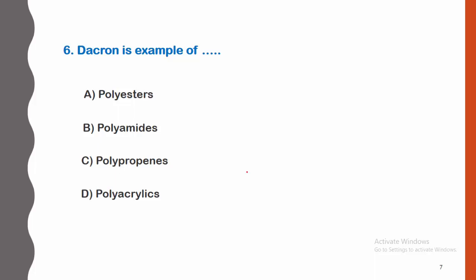Dacron is an example of polyesters, polyamides, polypropenes, and polyacrylics. The right answer of this question is polyesters. Polyesters are known as the Dacron.